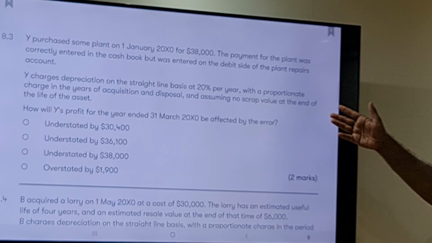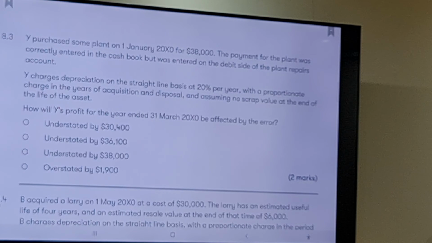What is the mistake the accountant did? The mistake, credit side and debit side, you put by mistake in the cash book. No. Read the question correctly. He entered in the cash book correctly. But the mistake is what? In terms of the debit side. Debit side, yes, which account? Plant repairs account. Plant repairs account is set to expense.